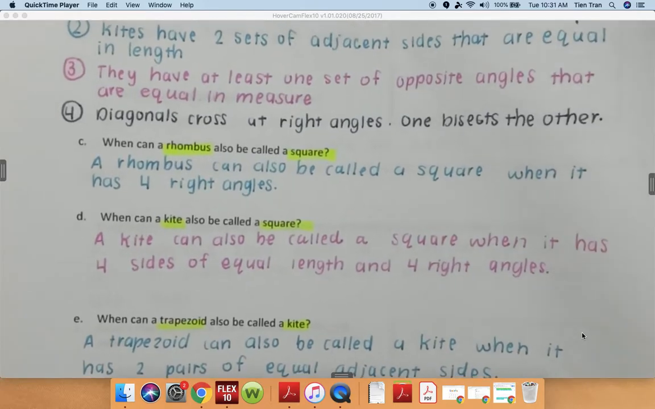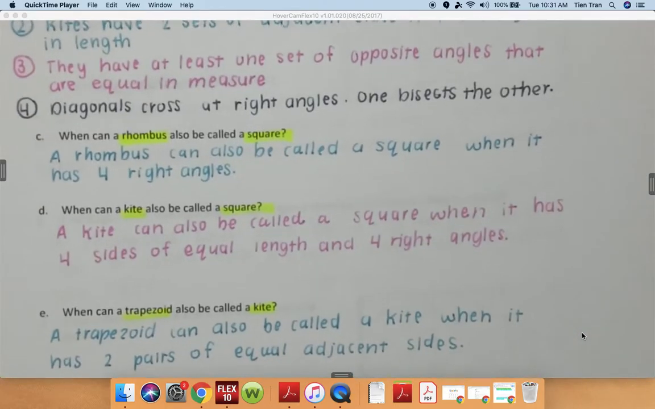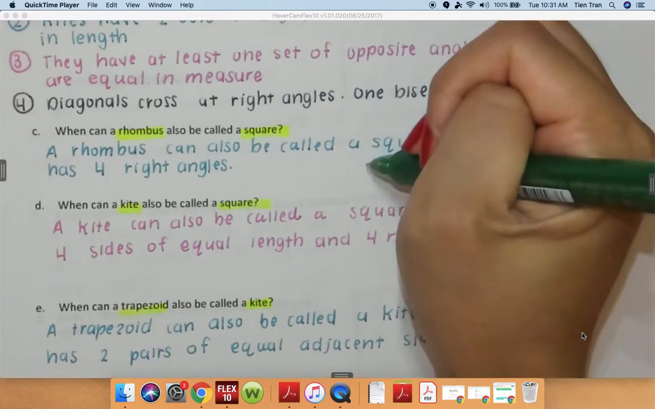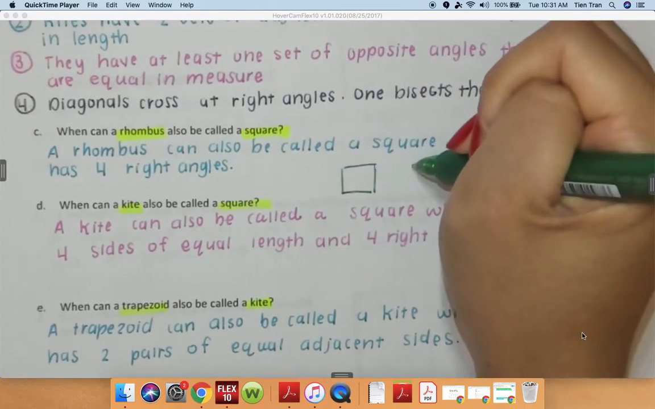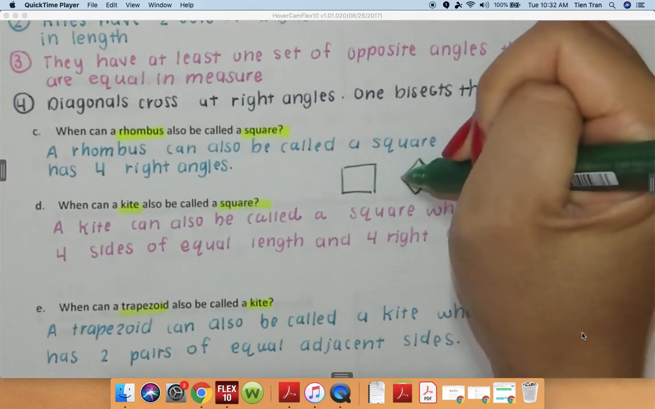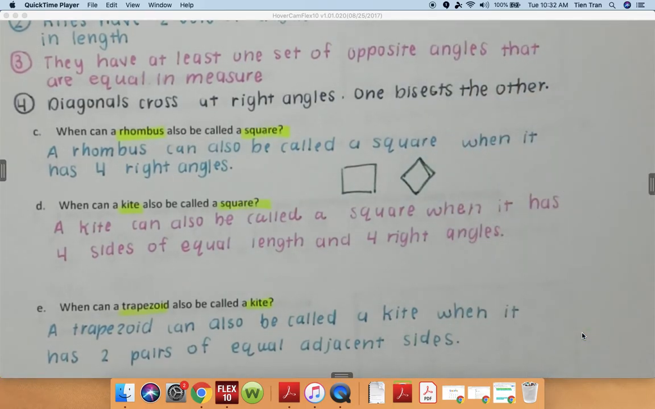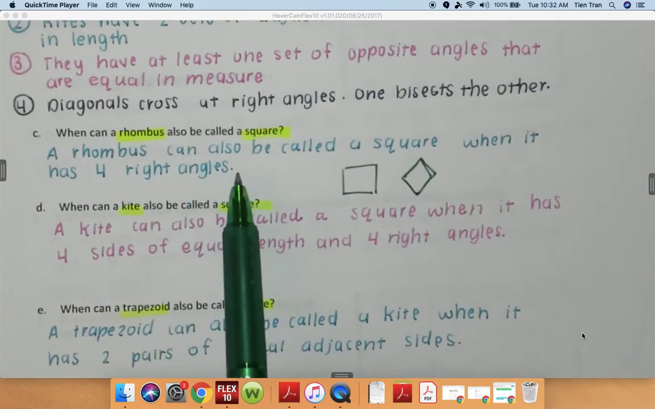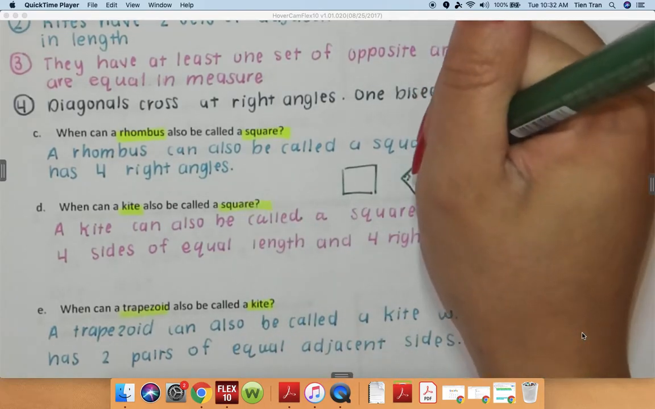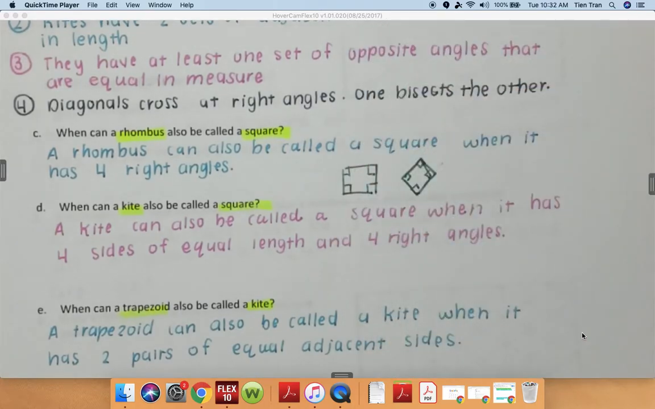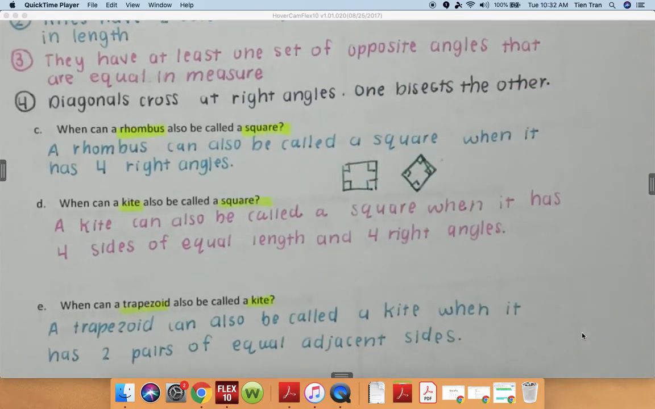Now, problem C. When can a rhombus also be called a square? So if you notice, a rhombus and a square are basically the same. It's just tilted, right? So this is a square, and this is my rhombus. Not very good at drawing that. Okay. So a rhombus can also be called a square when it has 4 right angles. So if this side and this side and this side and this side is a 90-degree angle, then they are the same. They can be called the same.